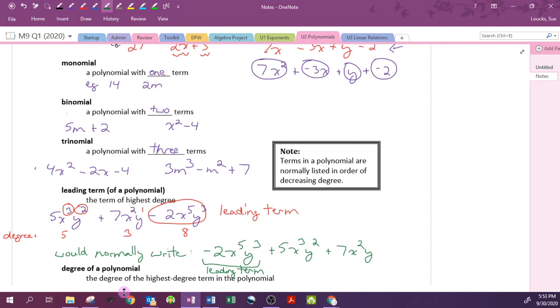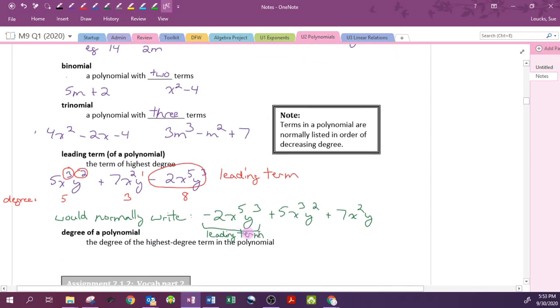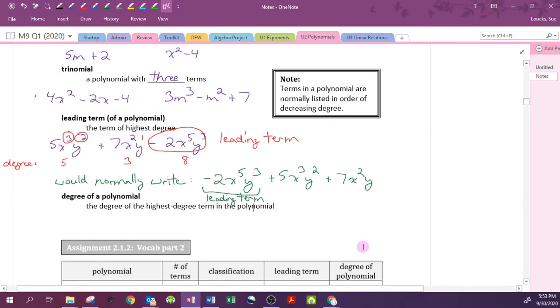Okay, the degree of a polynomial is the degree of the highest degree term in the polynomial. So in the example above, the degrees of each term, there's one with degree 5, there's one with degree 3, and one with degree 8. So this whole trinomial has degree 8. Okay?